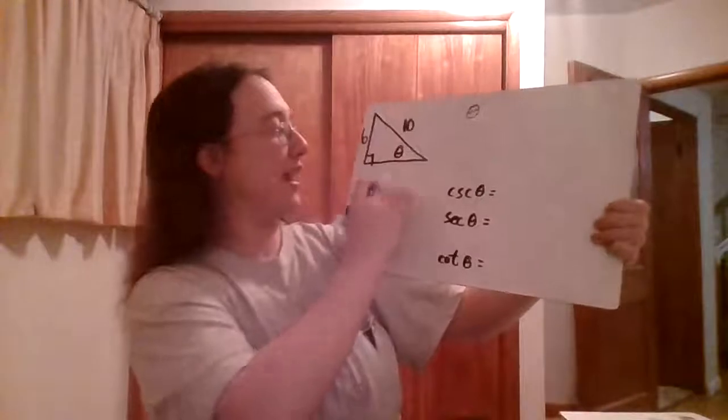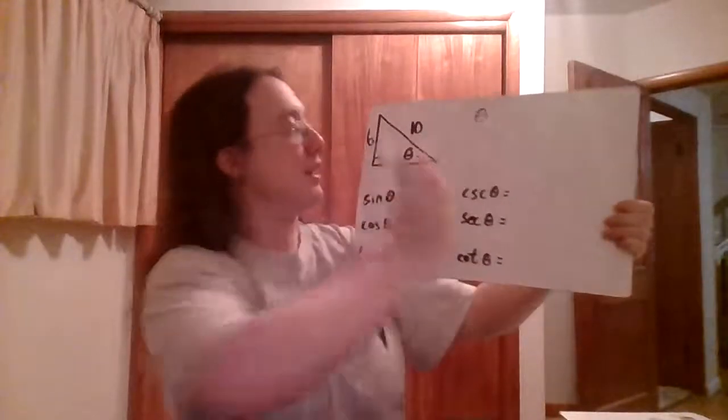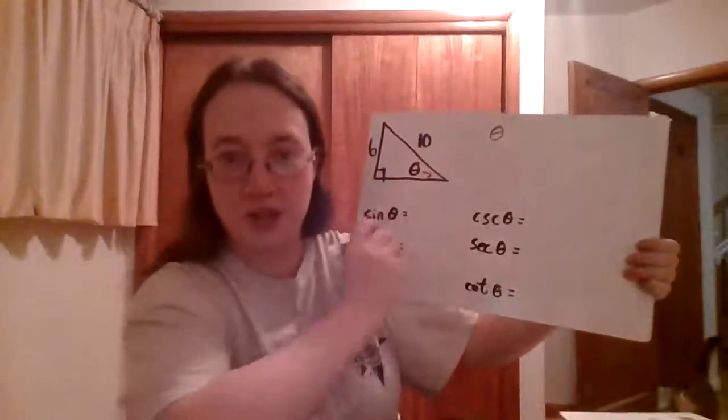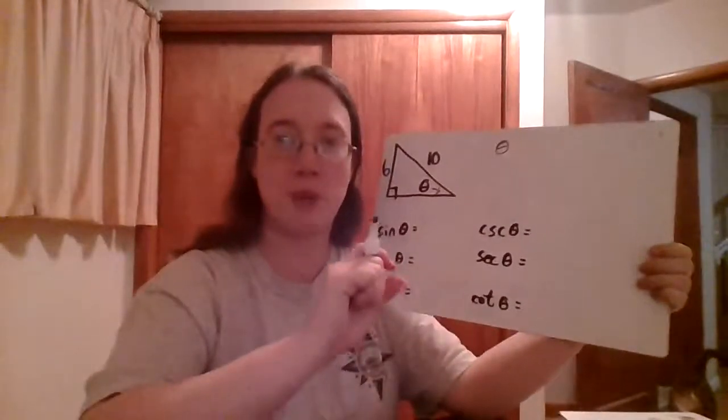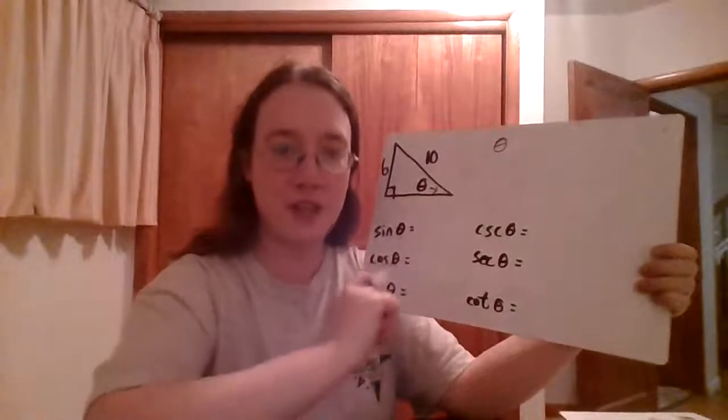So if we want the sine of this angle, you may notice we only have 2 sides. So the first thing we're going to do is find our missing side. Now, if you happen to remember that 3, 4, 5 triangles are a thing, you can save yourself a little bit of Pythagorean theoreming.